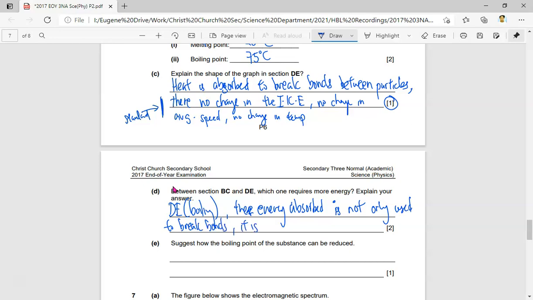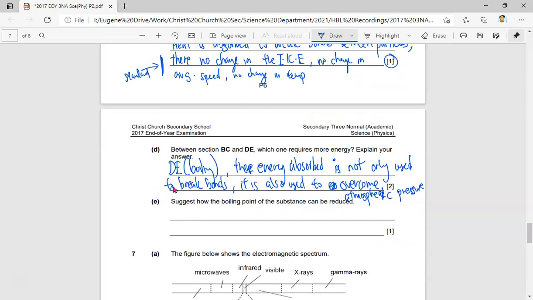Okay, it is also used to overcome atmospheric pressure. So there's actually the pressure from the atmosphere pressing the particles down, not allowing them to escape. So that's why the particles absorb a bit more energy to overcome the atmospheric pressure on top of breaking the bond.